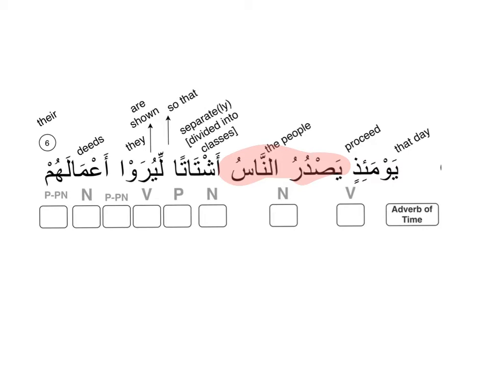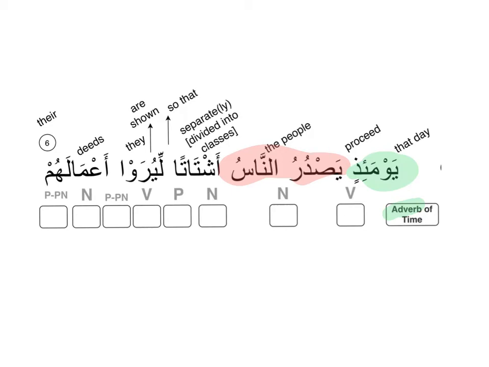And then you see yawmaizin. Yawmaizin is an adverb, right? Remember, adverbs and prepositions, they are all in the post. Okay, so we'll just color them green, even though it's at the beginning, but it's actually at the end in terms of grammatical structure.